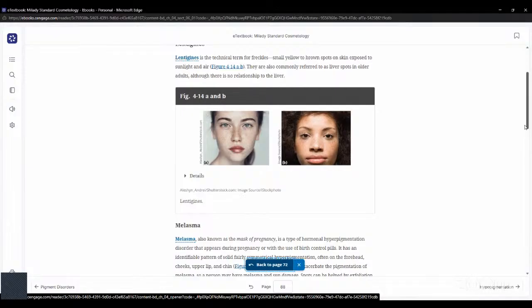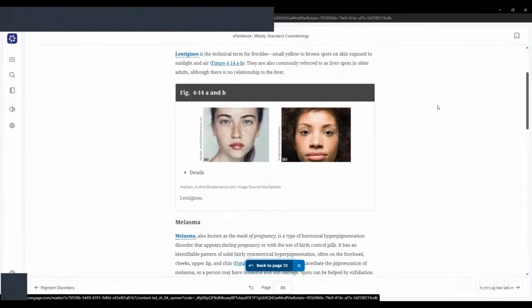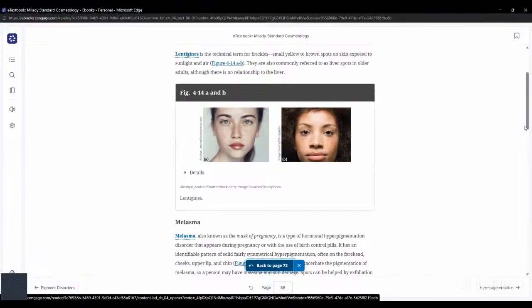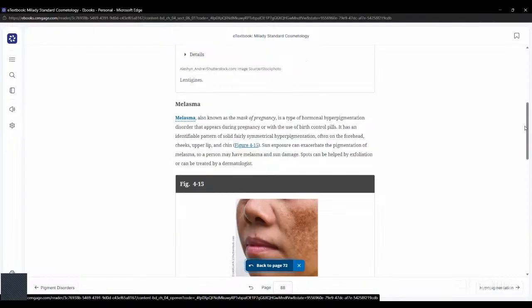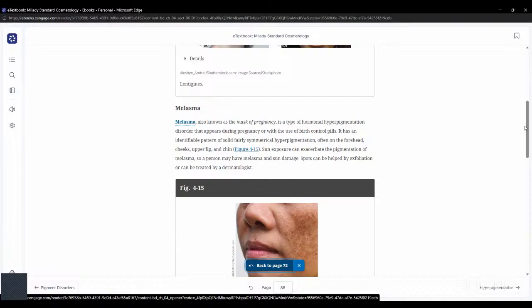Okay, that just means to me DNA is mixed, and there is such a thing as mixed melanin as well, where after a while the whole world would be a melting pot. Melasma is what I wanted you to really learn about. Okay, melasma.